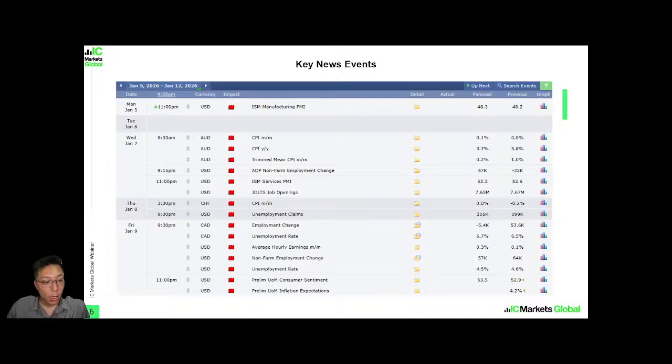On Friday we also have CAD employment change and CAD unemployment rate. Also we have USD non-farm employment change, as well as USD unemployment rate. For those of you trading USD CAD, please be careful as well, because we have very volatile news coming up soon.